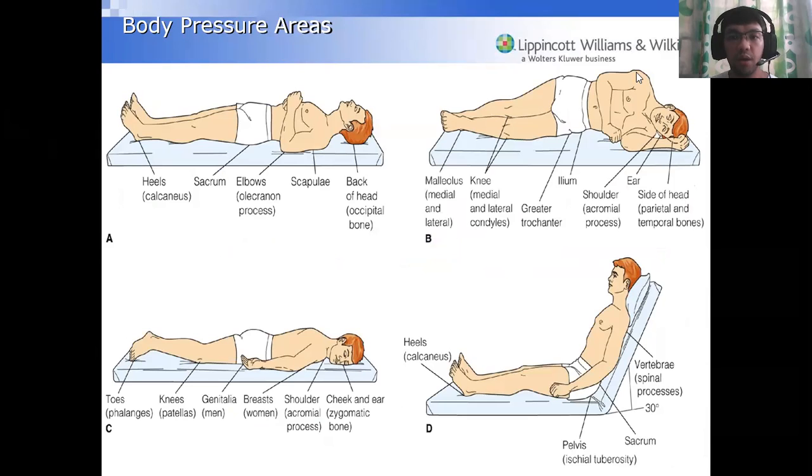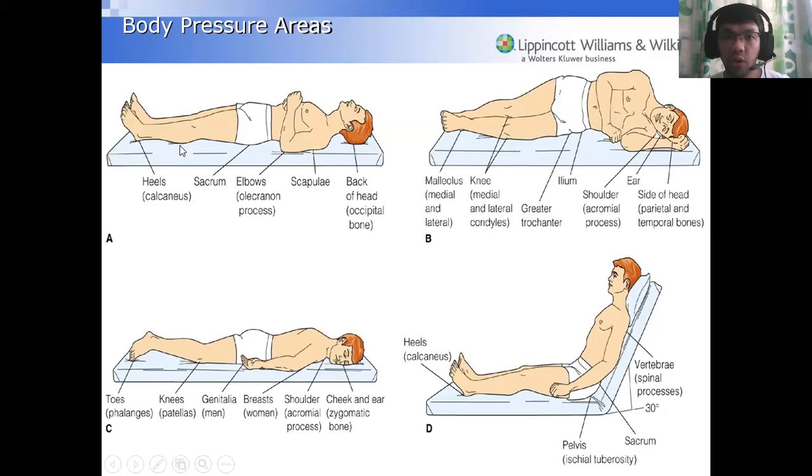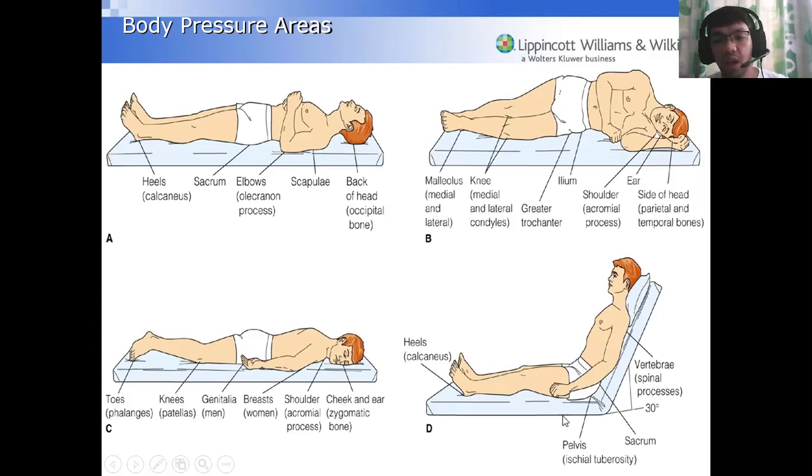So here are the different body positions or body pressure areas. You need to take note of that. The heels, the sacrum, elbows, scapulae, and the back of the head are pressure sites in a supine position. In a side-lying position, it can be the malleolus, knee, the greater trochanter, ilium, shoulder, ear, and the side of the head. For a prone position, the toes, knees, genitalia, breasts for females, shoulder, cheek, and ears would be the common pressure sites, while for an upright position or a high Fowler's position, the heels, pelvis, sacrum, and the vertebrae will be the pressure sites.